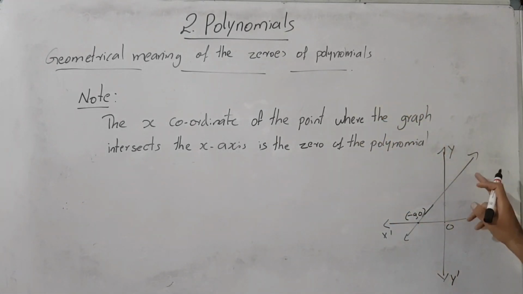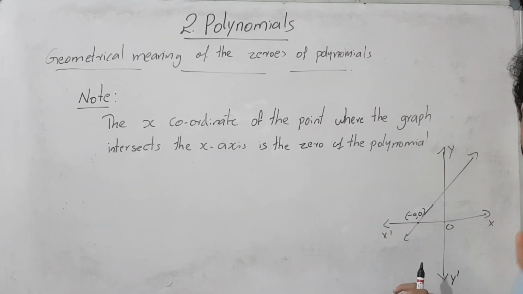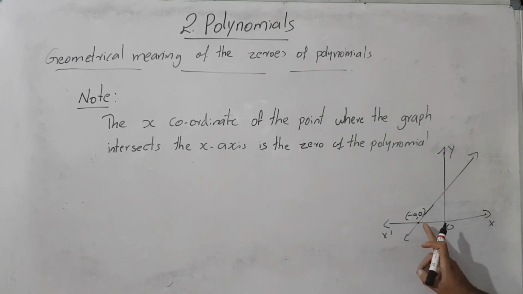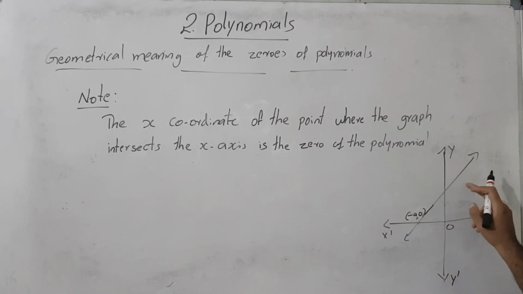For example, in a graph like this, the graph intersects the x-axis at only one point. That means the equation contains only one zero. Then what is the zero of that polynomial? The graph intersects the x-axis at this point. Then what is the x-coordinate of this point? This point's x-coordinate is minus a. So minus a is the zero of the polynomial of this graph.